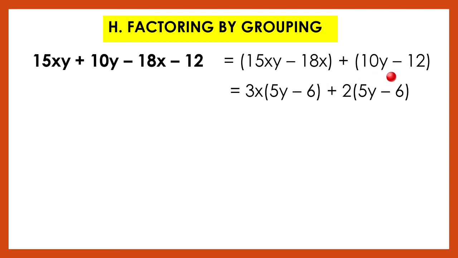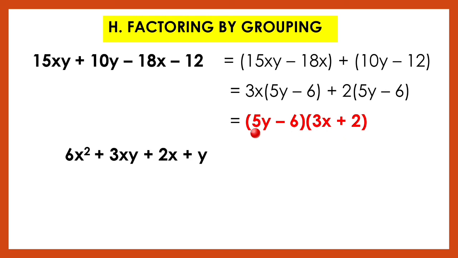Dito sa second group natin, ang kanyang common factor ay 2. So, di-divide natin. 10y divided by 2 is 5y. Negative 12 divided by 2 is negative 6. Ang next natin, ipa-factor out natin yung common binomial factor. So, alin ba yung common binomial factor? So, pareha silang may 5y minus 6. So, isusulat natin as 5y minus 6. And then, yung natitirang factors, isusulat natin as sum or difference. So, 3x plus 2. Therefore, the factors of 15xy plus 10y minus 18x minus 12 are 5y minus 6 and 3x plus 2.